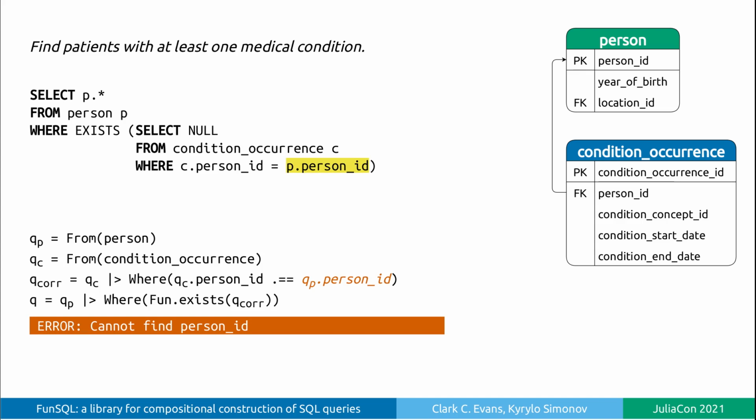We could try to follow the SQL syntax, build queries for loading person and condition occurrence tables, then add the correlated condition, and finally combine outer and inner queries. However, FunSQL is going to complain about the use of the reference to the outer subquery in the context of the correlated inner subquery. Why is that, and how can we deal with this problem?